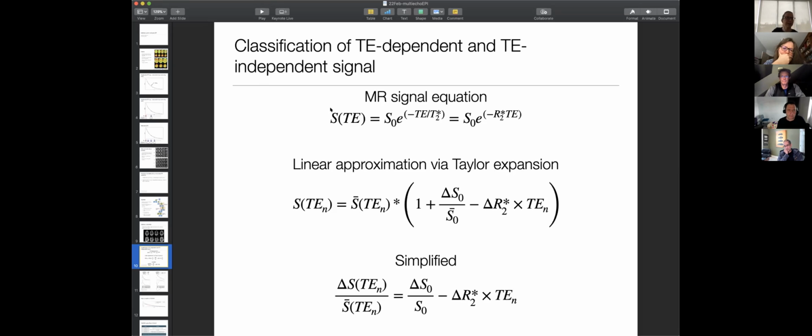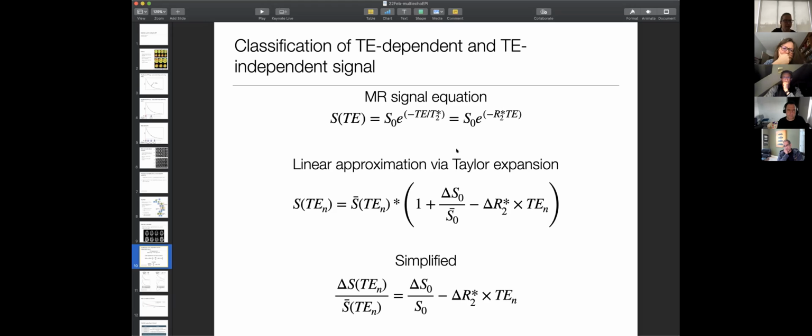So, little bit of math. So MR signal equation, basically it is just an exponential decay. I'm going to be using R2 or R2 star for most of this, just because that's what the Kundu paper uses. So there's some consistency if you've read that. But R2 star and T2 star are just reciprocals of each other.